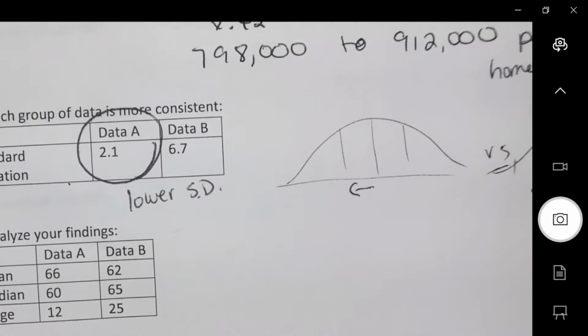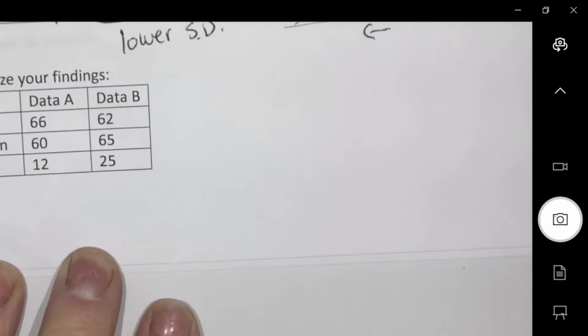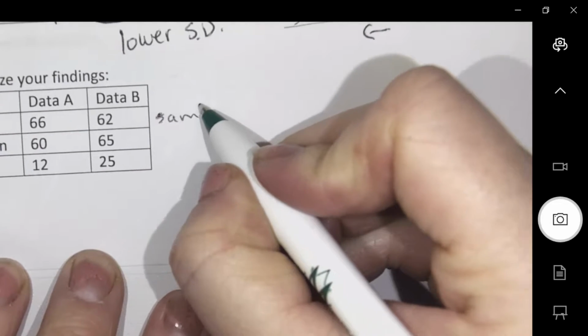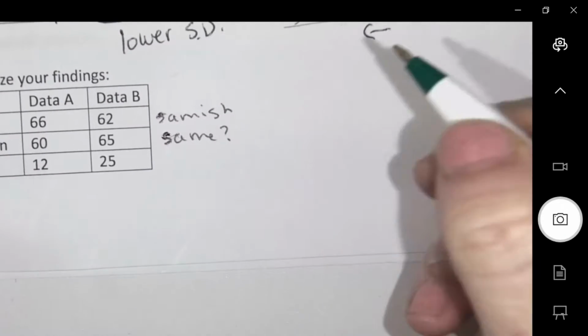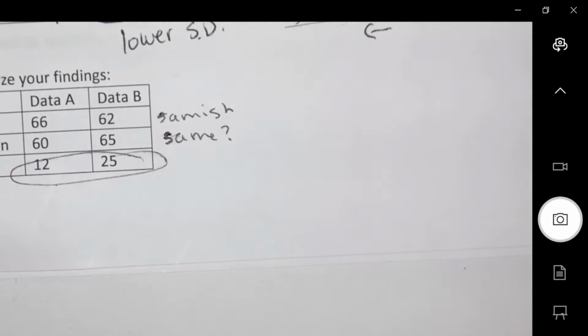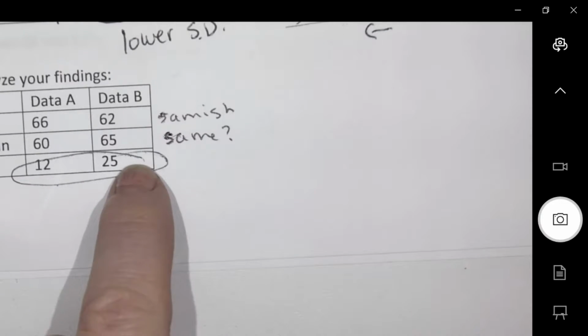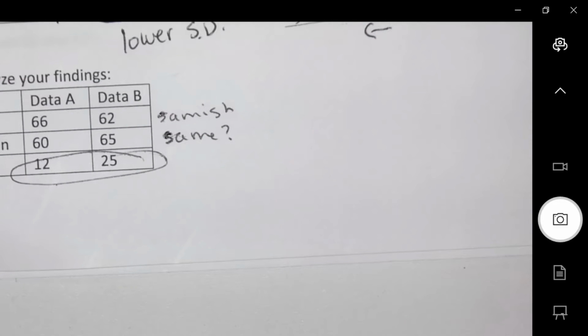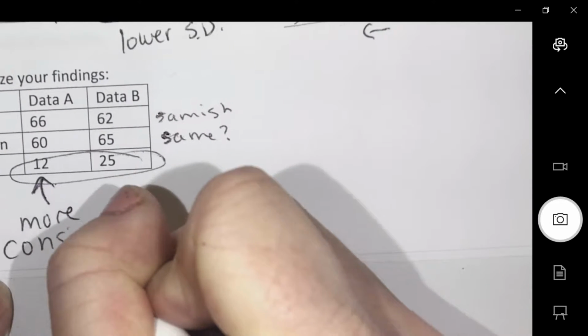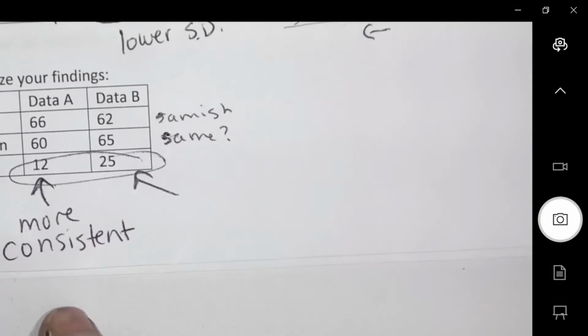Okay, number 5, analyze this. So this is kind of same-ish. Your mean, they kind of have the same-ish average. Yeah, this is about the same. Oh, this is quite a bit different. This one has a range of 12, and this one has a range of 25. So what does range tell us? Again, it's telling us how much we spread out from the center. So this one is more consistent.